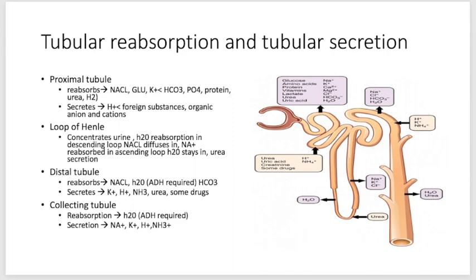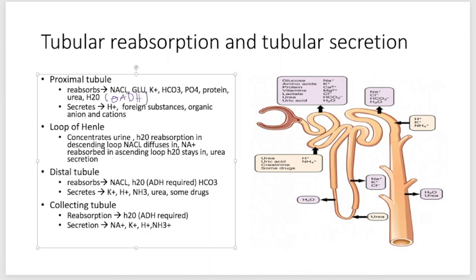So here is delineated what gets reabsorbed and secreted related to proximal tubule, loop of Henle, distal, and then collecting tubule. So you can see that the proximal tubule reabsorbs sodium chloride, glucose, potassium, bicarb, phosphorus, protein, urea, and for water, ADH is not required. So we do not need antidiuretic hormone at this point to have water reabsorbed. We get secretion of hydrogen ions and then foreign substances.